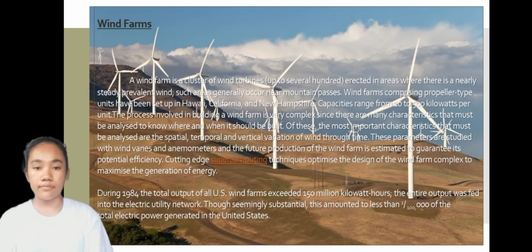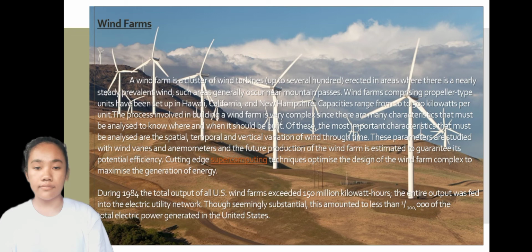Wind farm. A wind farm is a cluster of wind turbines erected in areas where there is a nearly steady prevalent wind. Such areas generally occur near mountain passes. Wind farms comprising propeller-type units have been set up in Hawaii, California, and New Hampshire. Capacities range from 10 to 500 kilowatts per unit.